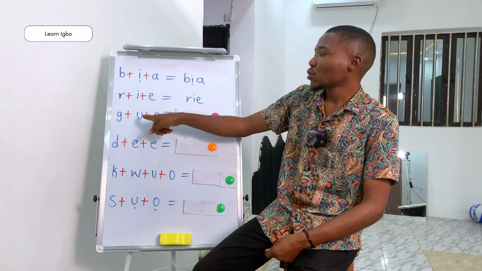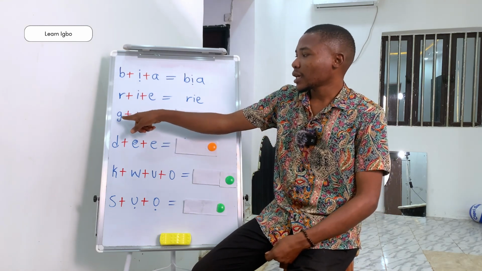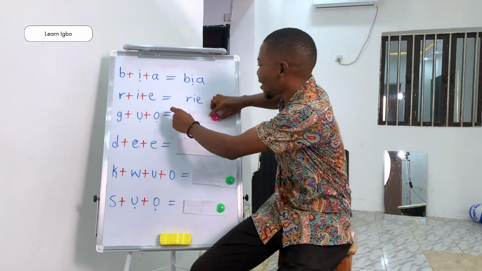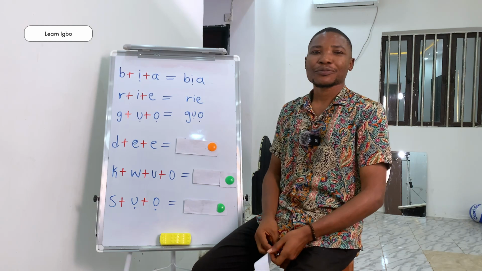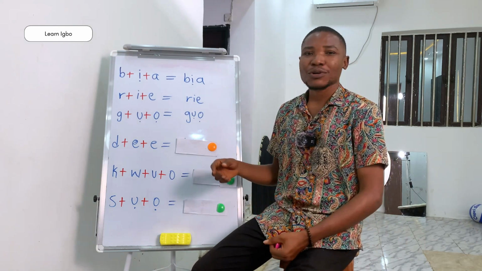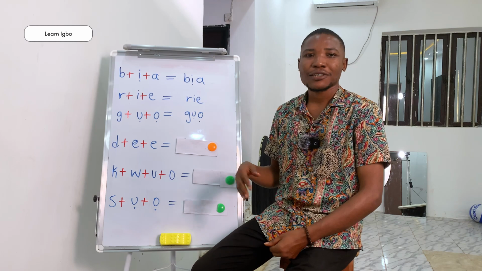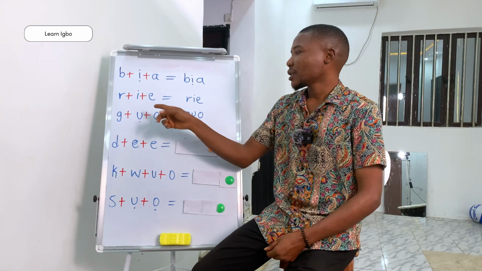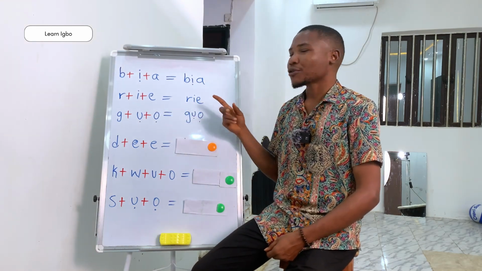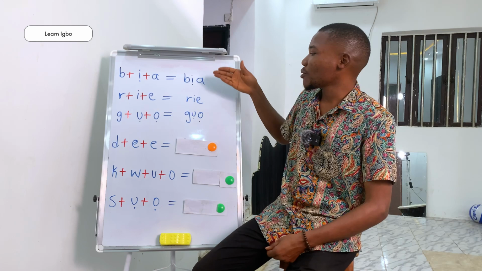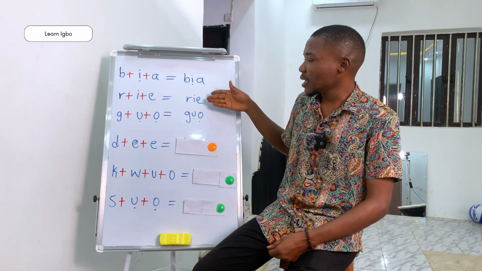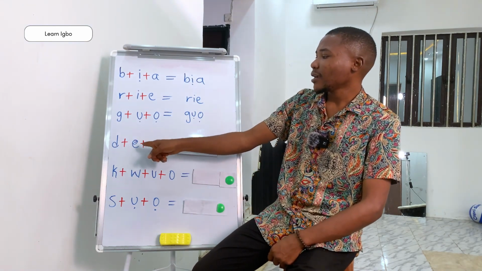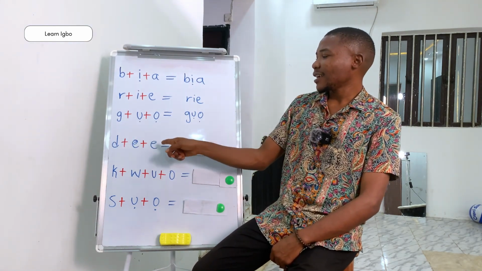G, O, O. G, O, O is what? We have Go. That is what? Read. Go. G, O, O. Go. So we have so far Bia, Re, Go. Come, eat, read. The next one we have here is D, A, A. D, A, A is equal to what?